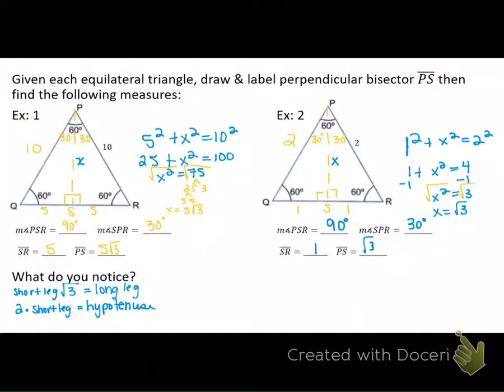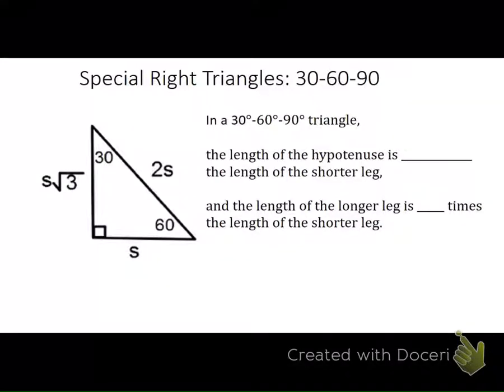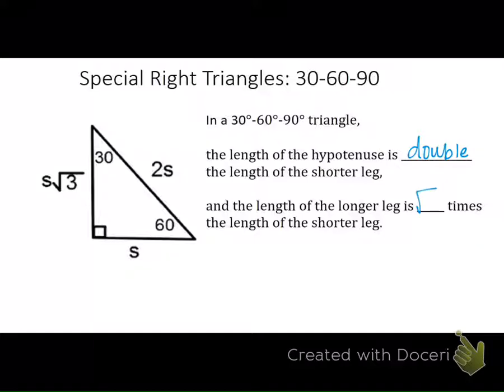So we have the 45, 45, 90 triangle, that's n root 2. Our 30, 60, 90 triangle is S. You don't have to, you could use n, s, it doesn't matter. It's going to be s, s root 3, and 2s. So the length of the hypotenuse is double the length of the shorter leg. The length of the long leg is radical 3 times the length of the shorter leg, is what we just discovered. So this beautiful triangle here is the other one you have to memorize.